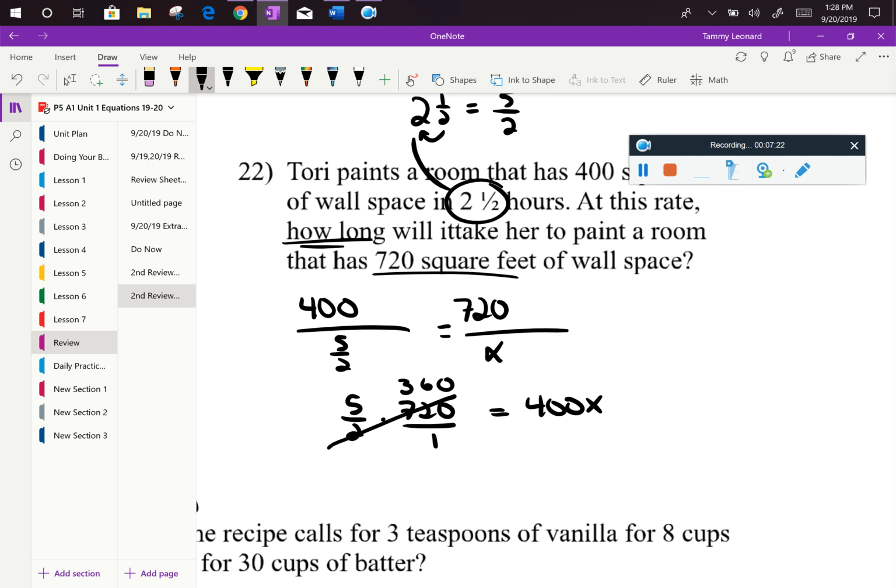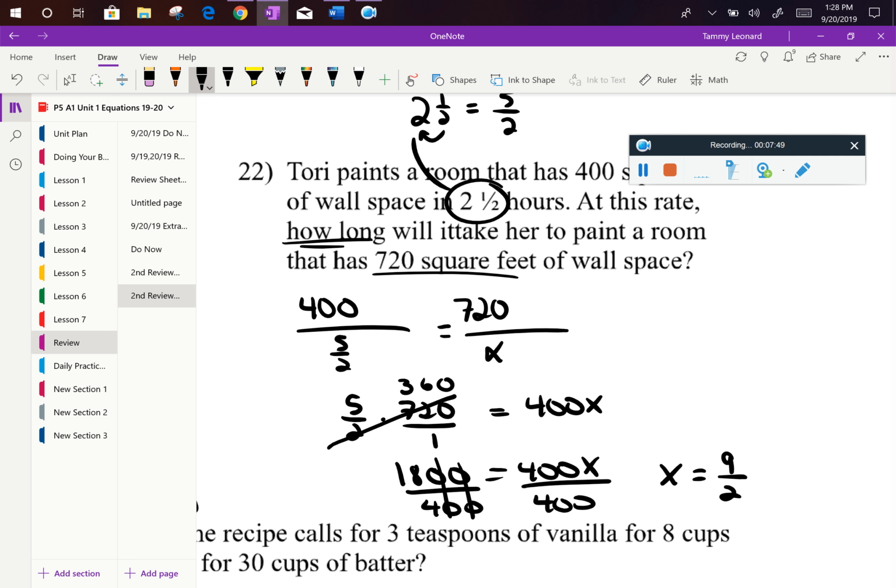360. So 360 will multiply 5 to give me 1800 equals 400x. We can divide each side by 400. Notice these zeros drop. 18 and 4 are both divisible by 2. So x is equal to 9 halves. Now, remember what this is, an amount of time. The problem originally was in mixed numbers. It might make sense to change this to mixed numbers. 9 halves is 4.5 hours.